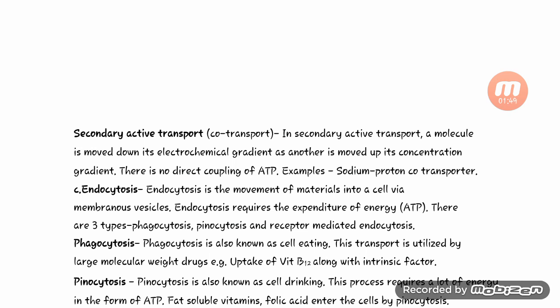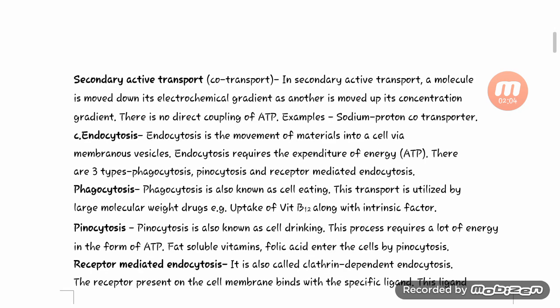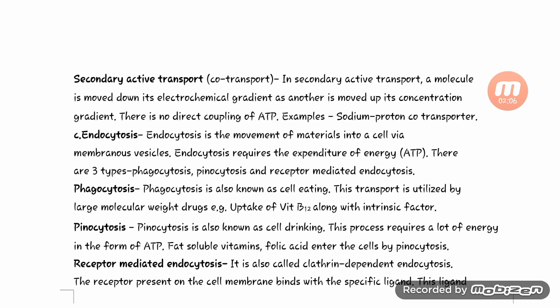Third is endocytosis. Endocytosis is the movement of material into a cell by membranous vesicles. Endocytosis requires the expenditure of energy or ATP. There are three types of endocytosis: first is phagocytosis, then pinocytosis, and receptor mediated endocytosis.